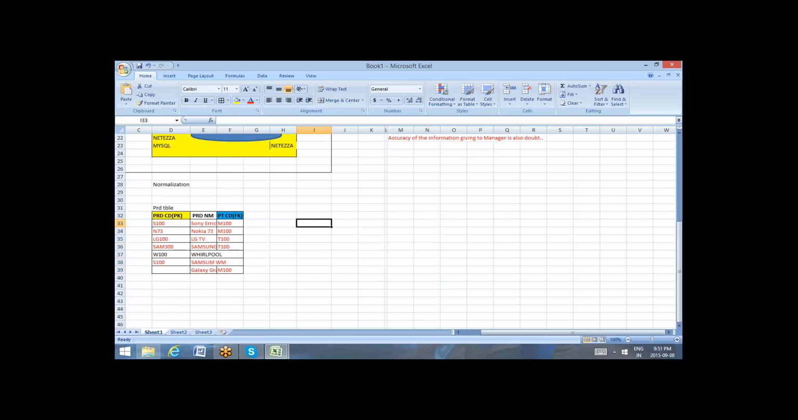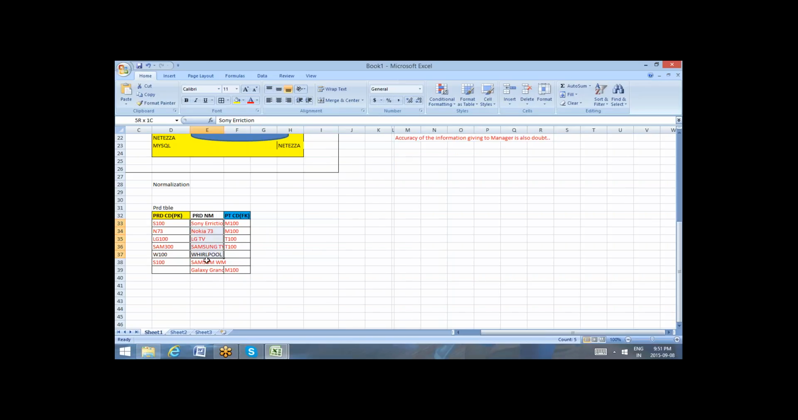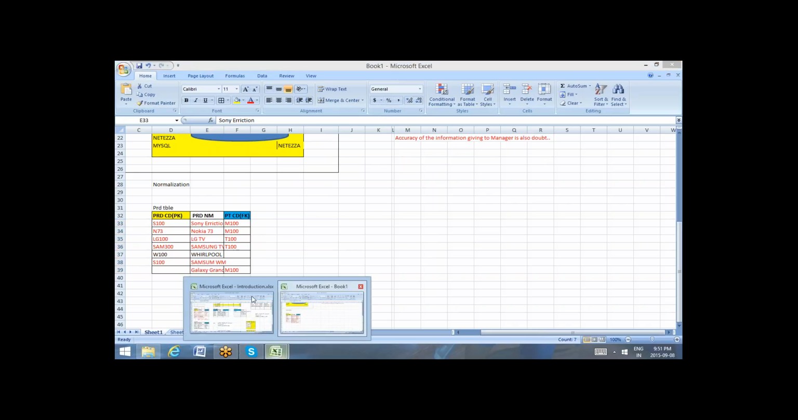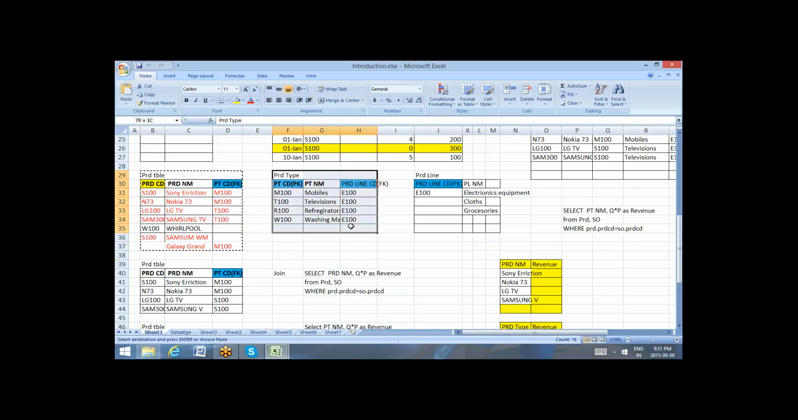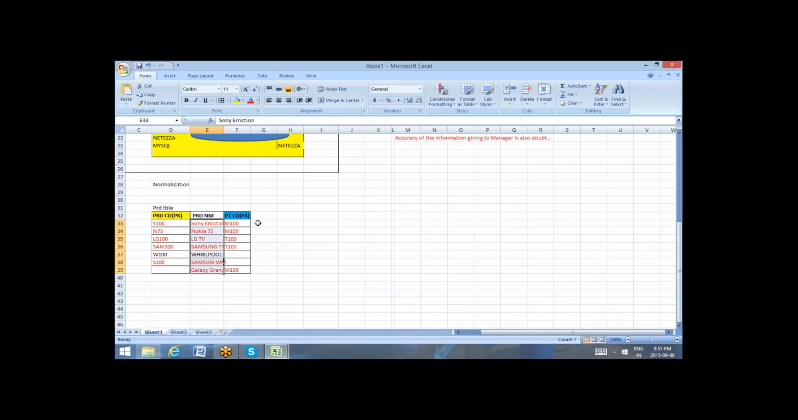In a real-time environment, the products we are selling can be logically grouped together. The different logically grouped products can be maintained in a separate table, maybe a product type table. For example, all these are electronics equipment. Some products can be logically grouped together as mobiles, some as televisions, and some as refrigerators and washing machines.